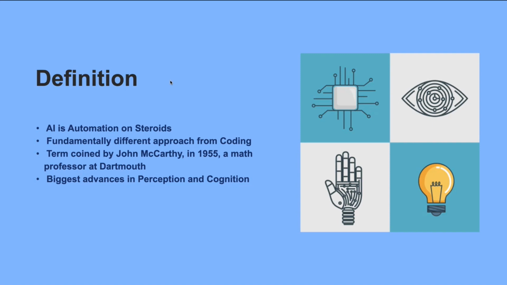Okay, we'll see. But this term artificial intelligence was coined by John McCarthy, the scientist named here, in 1955. He was a math professor at Dartmouth University. So he created this term called artificial intelligence in 1955. So you see, the term was invented quite a long time ago. It's almost 70 years earlier.